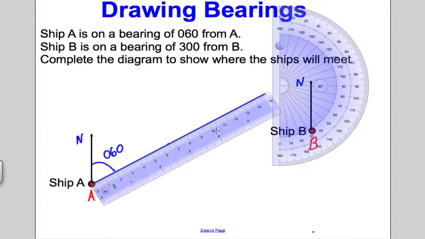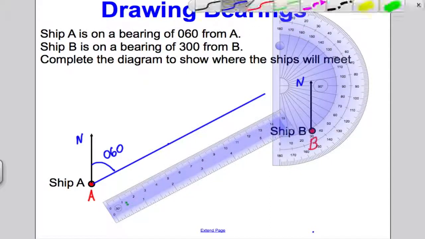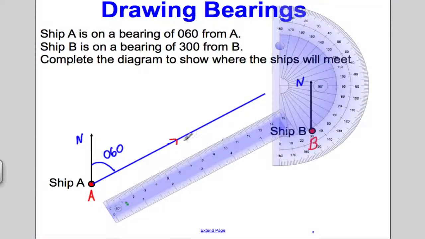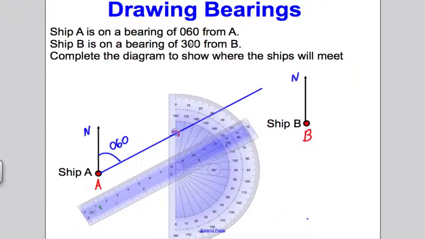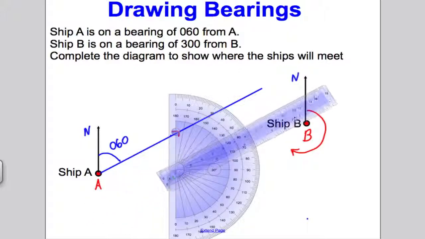Okay, and we've done, and we've got some easy marks there. Okay, that's the direction we're going in. Okay, now just moving these to one side. Now, ship B is on a bearing of 300 from B. That means we need to measure 300 degrees that way. Okay, but easier than that, we can measure 60 degrees from that side, and whatever's left over must be the 300 we need. So rather than trying to measure out 300, let's measure 60 from this side.